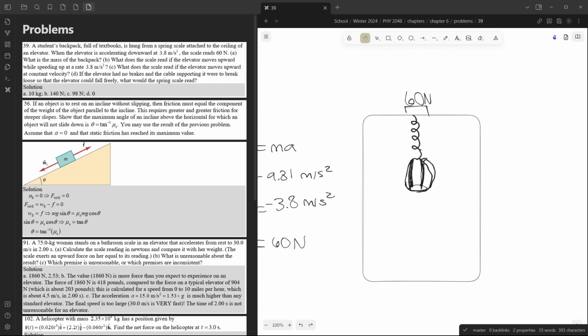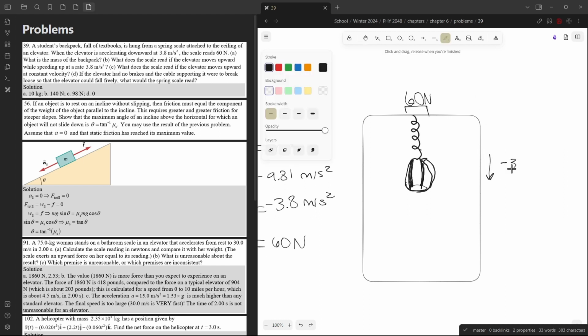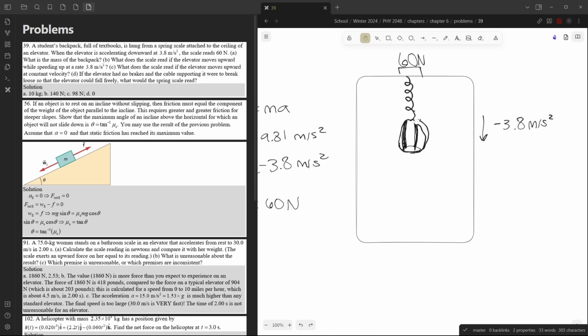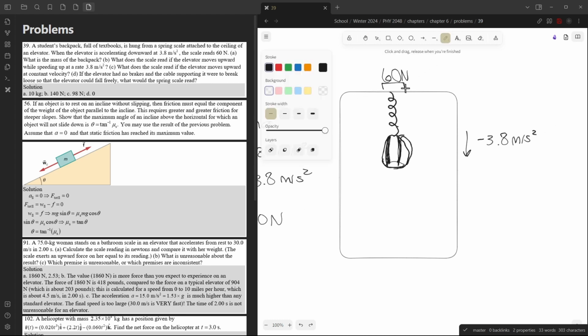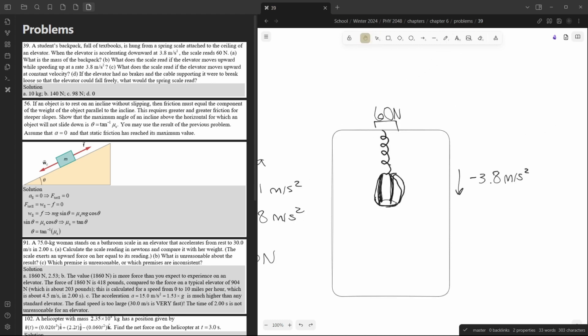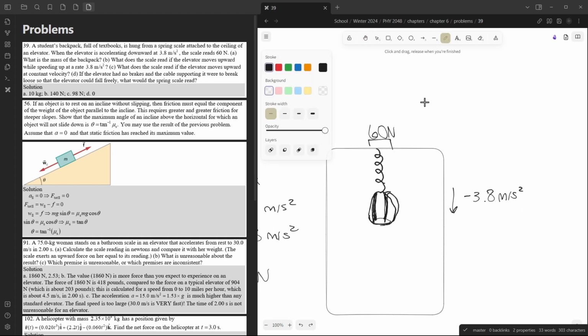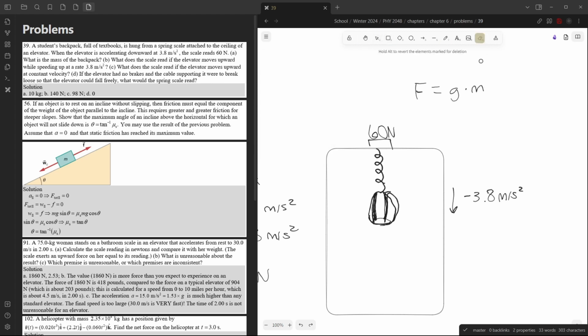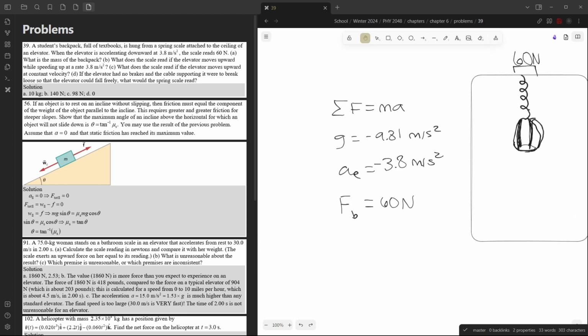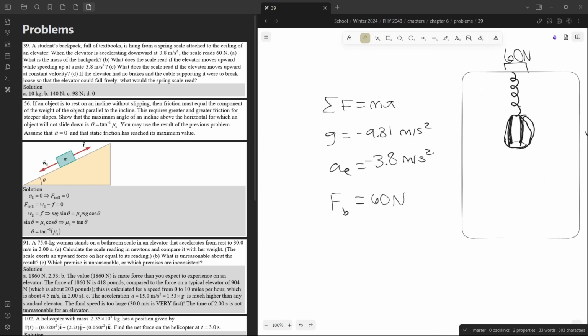And we know the whole elevator is accelerating downward at 3.8 meters per second squared. Under normal conditions, the force of the backpack would just equal gravity times m. But that's not exactly the case here because it's accelerating downward as well. So we need to combine both these accelerations into this formula.